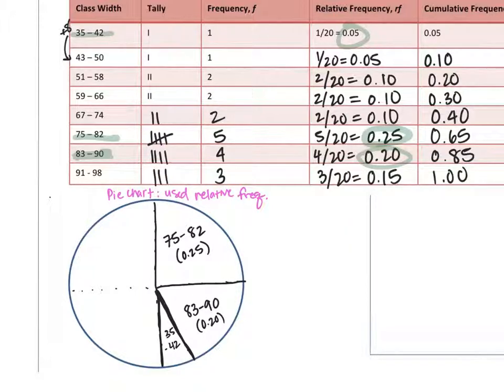Now, since I now know what 5% looks like on the pie chart, I'm going to replicate it because I have another one that's also 5%. So I might as well knock that one out. So from 43 to 50, it's also 5%. So I'm going to try to make this size the same amount as the previous slice, since they're both 5%. So this is going to be 43 to 50.